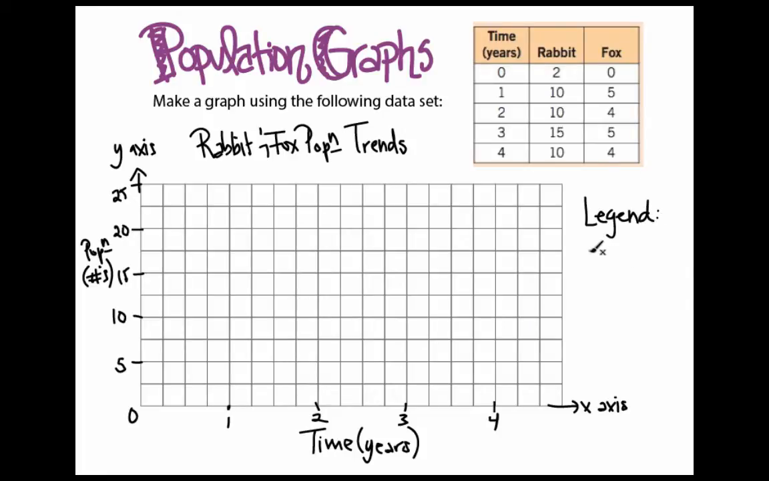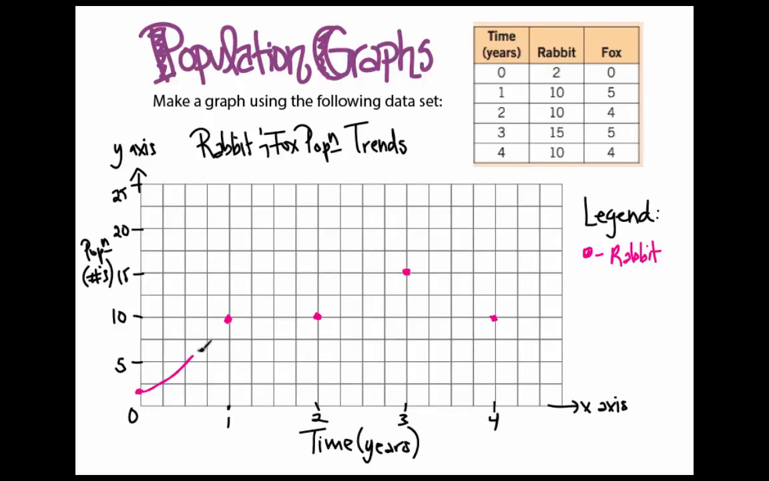I'm going to choose pink for the rabbit. And then I'm going to graph the data for the rabbit. So in 0 years, there were 2 rabbits. So if this is 5, that means this interval here would be 2.5. So put the dot there. And then after 1 year, there were 10 rabbits. 2 years, there were also 10 rabbits. In the 3rd year, there were 15 rabbits. Then in the 4th year, there were 10 rabbits. So the population went down a little.